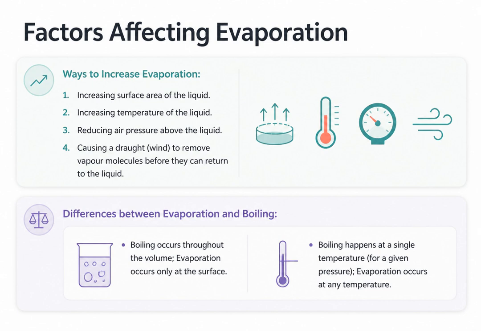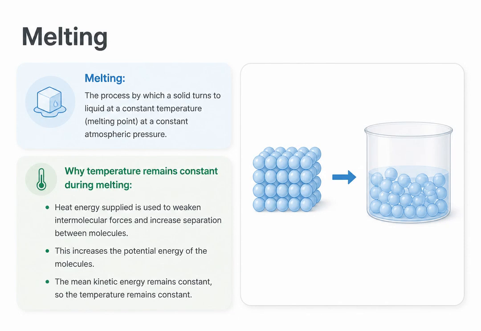Remember the key distinctions. Evaporation happens only at the surface and at any temperature, whereas boiling happens throughout the entire volume, but only at one specific temperature. Let us shift our focus to the transition from solid to liquid, known as melting.